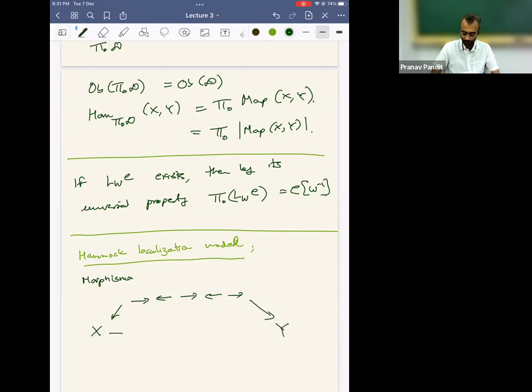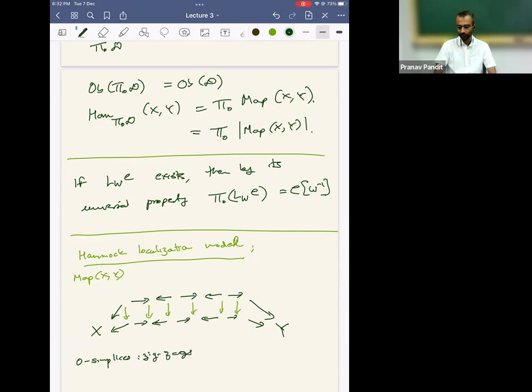But if I have two zigzags, maybe it's difficult to draw. I could take another zigzag here. Now I could look at arrows that make these squares commute. This would be a one simplex. So the zero simplices are zigzags. I'm describing maps XY. The zero simplices are just the usual zigzags. What are the one simplices? The one simplices will be things that make the diagrams like this commute, between two zigzags. So one simplices connect zero simplices. And I could talk about two simplices.